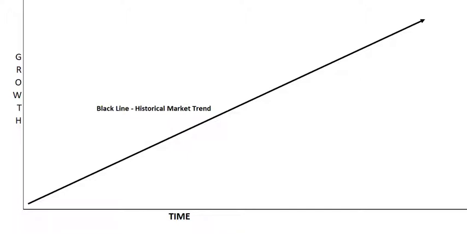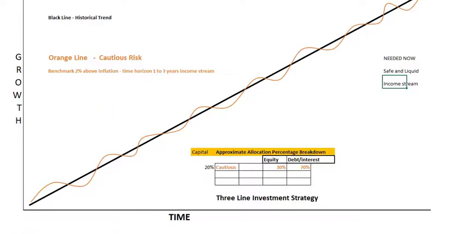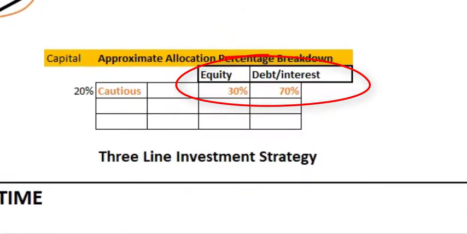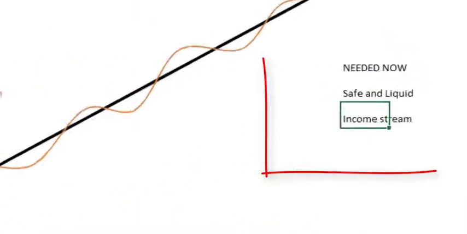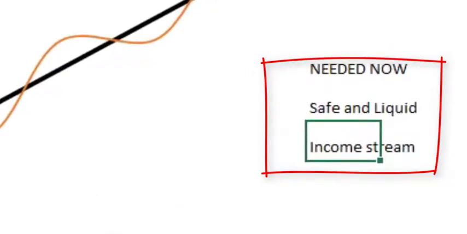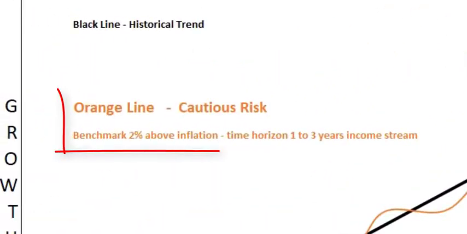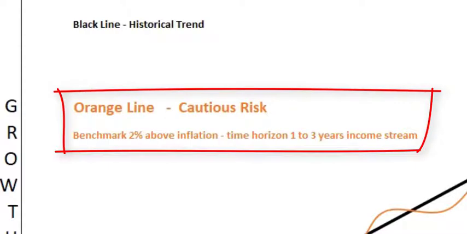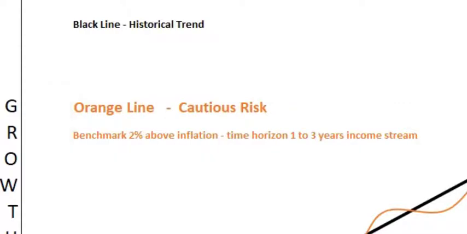In my example, you will see the cautious line in orange. It doesn't fluctuate a lot because we have chosen a low equity component. And depending on the client and their risk tolerance, these percentages could vary greatly. But as they stand, this section will give the client immediate income with a benchmark of 2% above inflation and aimed at 1 to 3 years of required cash flow income.